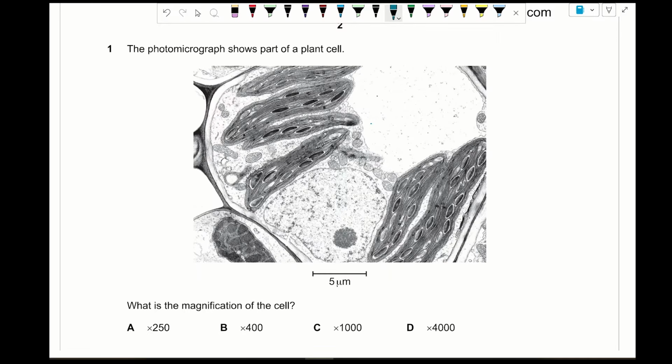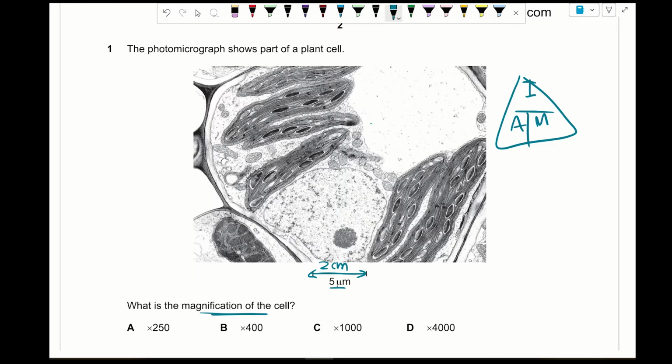Question number 1. The photomicrograph shows parts of a plant cell. What is the magnification of the cell? So the equation to calculate magnification is I over M. Therefore, you divide the image size by the actual size. Right here, they've given us the scale for the nucleus of the plant cell, which is 5 micrometers. And measuring over this on A4 paper is going to give us 2 centimeters.